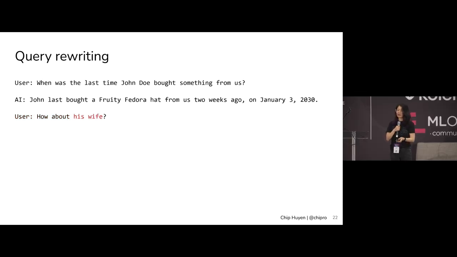However, query rewriting can be quite tricky. Let's say the user asks a question like, how about his wife? Now we need information like who his wife would be, so you need to be able to do identity resolution. And if the system does not have access to the information, it has to respond, sorry, we don't know who John Doe's wife is, instead of making up some name and hallucinating something.